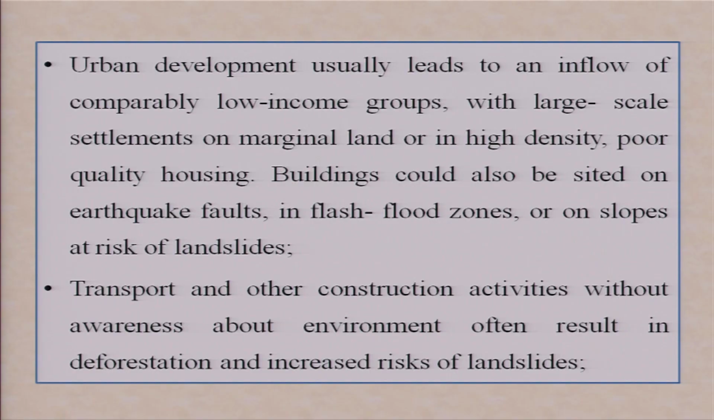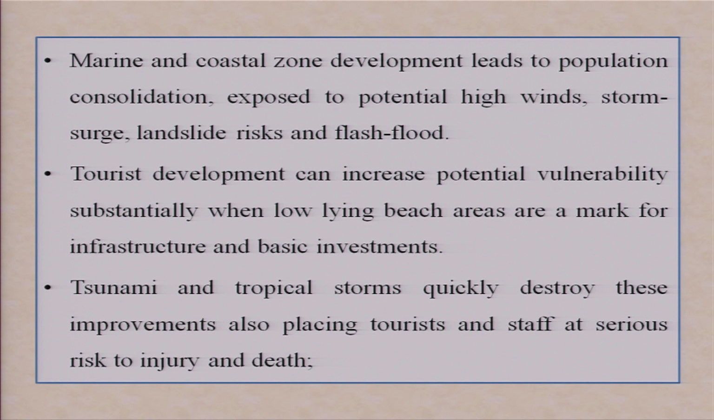Another development is transport and other construction activity. Without awareness about the environment, it often results in deforestation and increased risk of landslide. If you take marine and coastal development, it leads to population consolidation, which leads to exposure to high winds and storm surge. People become vulnerable to landslide risk and flash floods. In the same way, tourism development can increase potential vulnerability substantially, for example when the Indian Ocean tsunami happened. So you have to keep these things in mind.